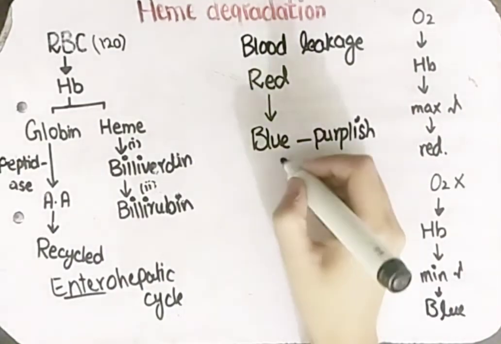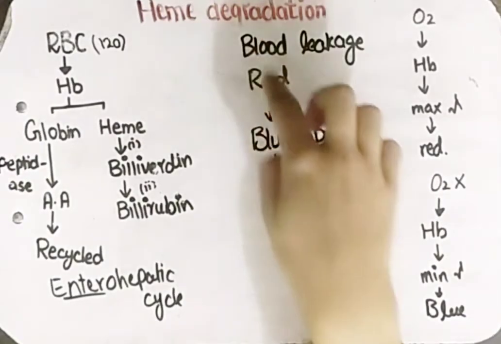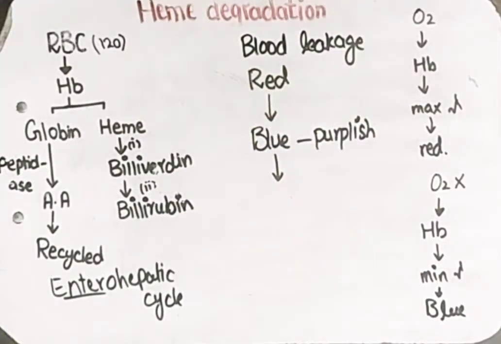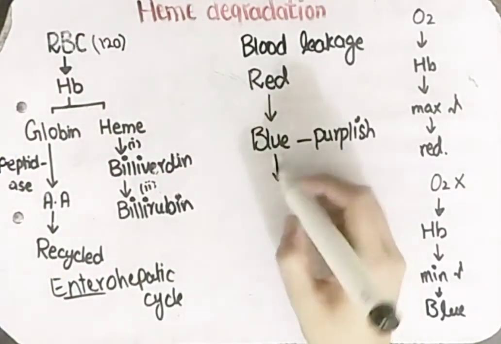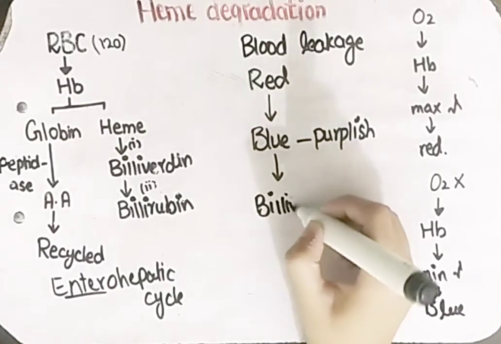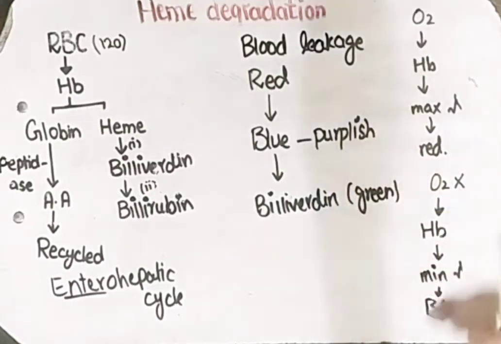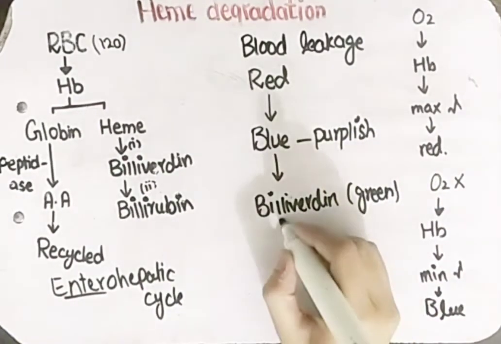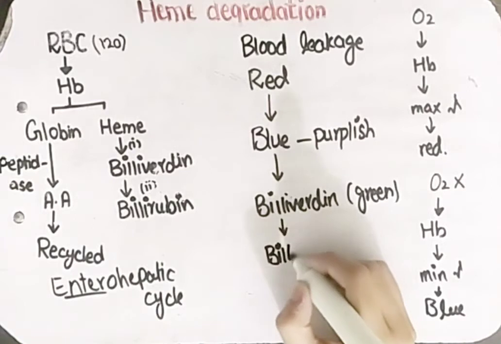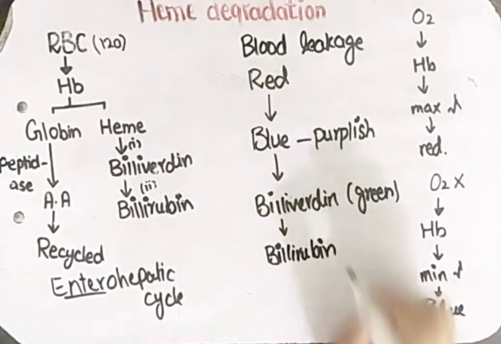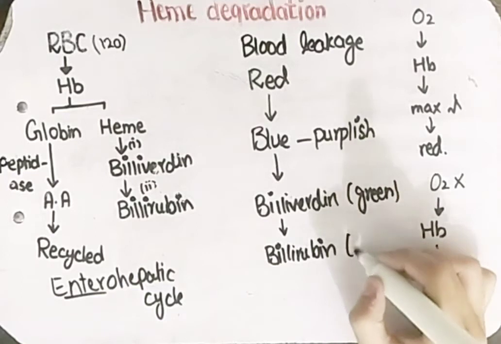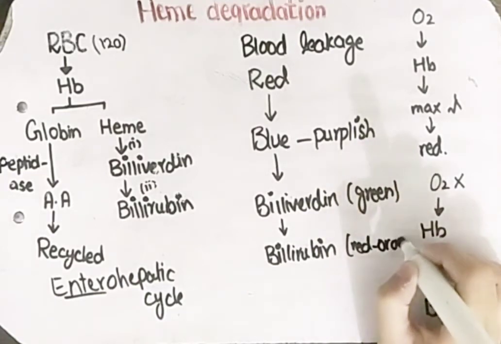Now what happens next? Firstly, the blood had oxygen, now the oxygen has been removed. Now heme degradation will start. As the oxygen is removed, it will start degrading the heme. Firstly, biliverdin is produced. What was the color of biliverdin? It was green in color. So the bruise will start turning some kind of greenish color. Now what will form next? Bilirubin will be formed. Now what will be the color of the bruise? It will turn into a red or some kind of orange color.